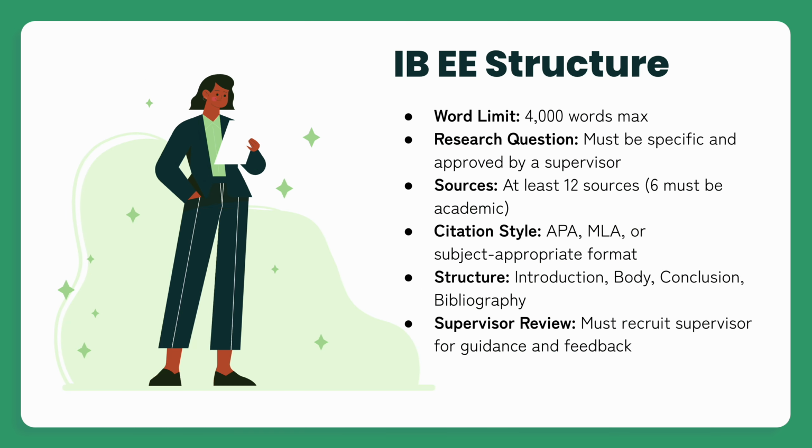So next is the IB structure and requirements. So the word limit is 4,000 words maximum, and the research question must be specific and approved by a supervisor. You must have at least 12 sources, and 6 must be academic. The citation style is APA, MLA, or subject-appropriate formats. And the structure often includes an introduction, body paragraphs, conclusion, and bibliography. And you must also have a supervisor for guidance and feedback on your extended essay as you make progress.